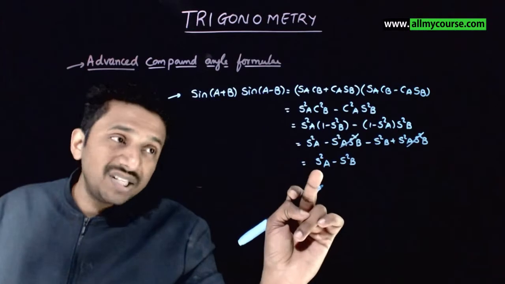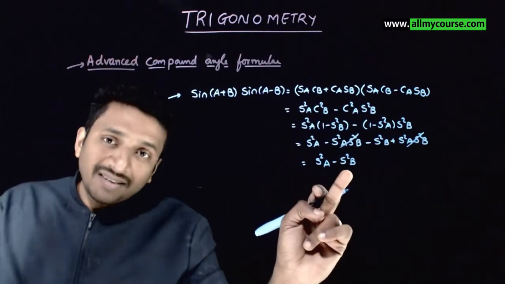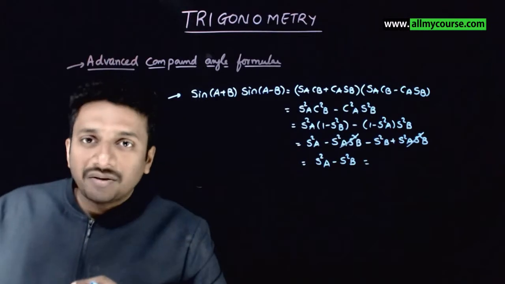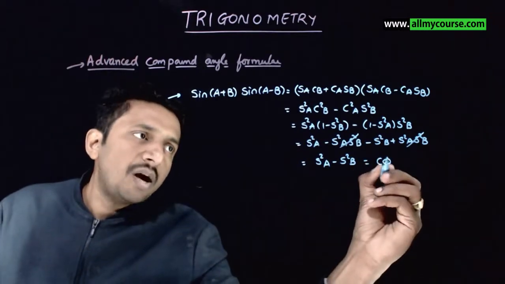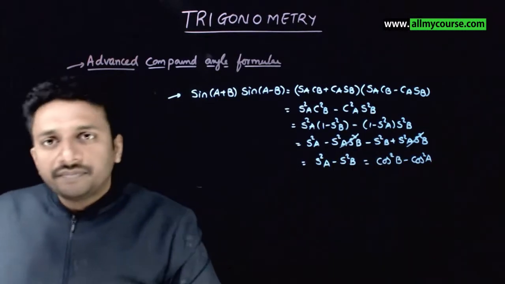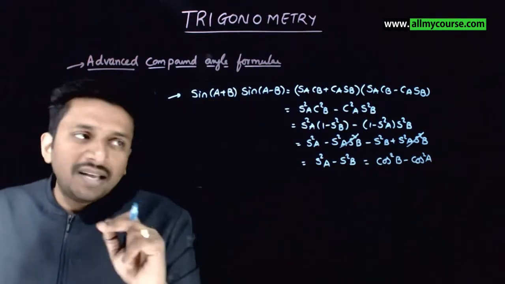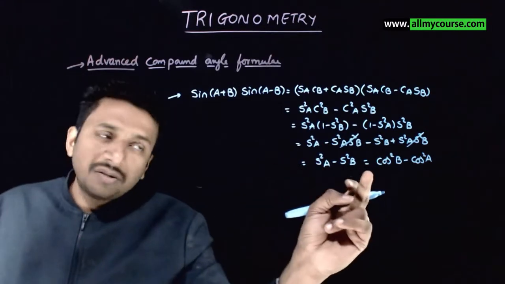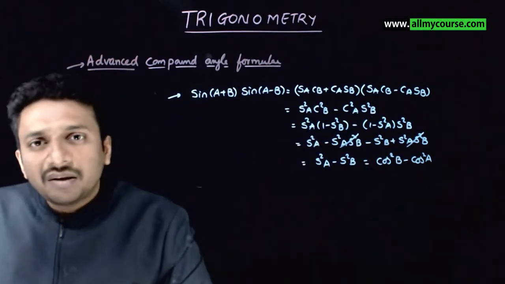If I write sin square A as 1 minus cos square A and this as 1 minus cos square B, this formula can be converted completely into cos also, which will be cos square B minus cos square A. So sin A plus B into sin A minus B is sin square A minus sin square B, and is also equal to cos square B minus cos square A.